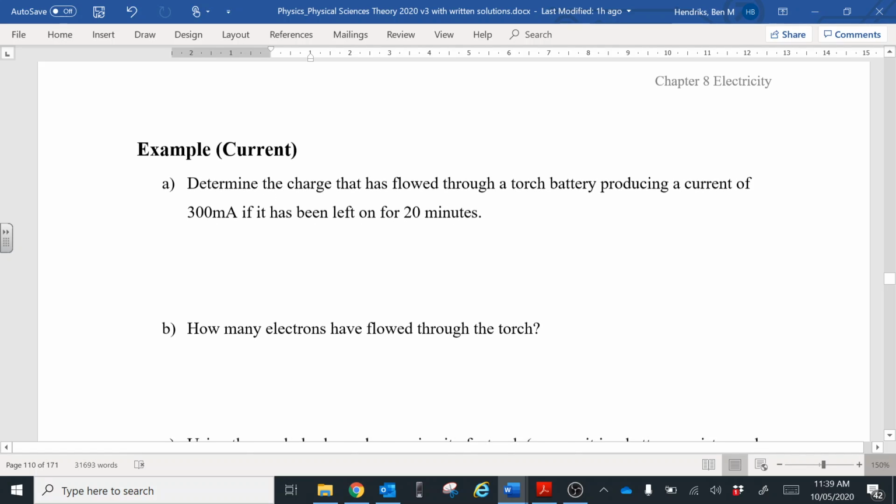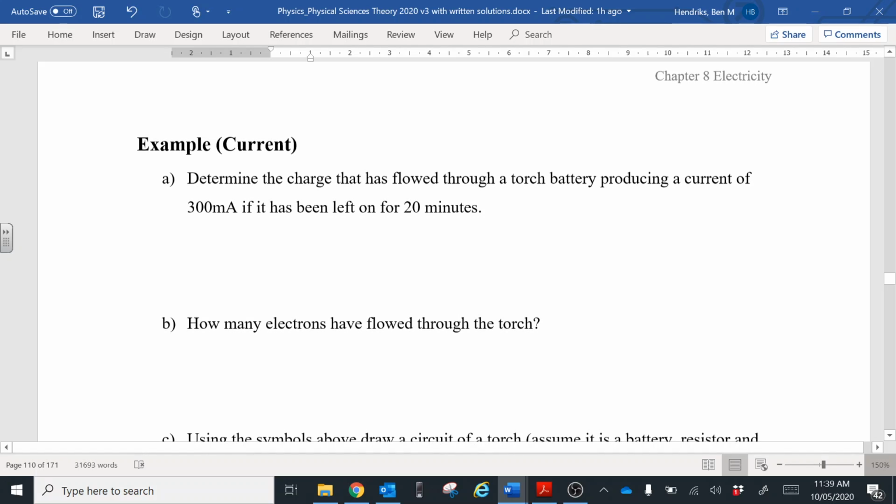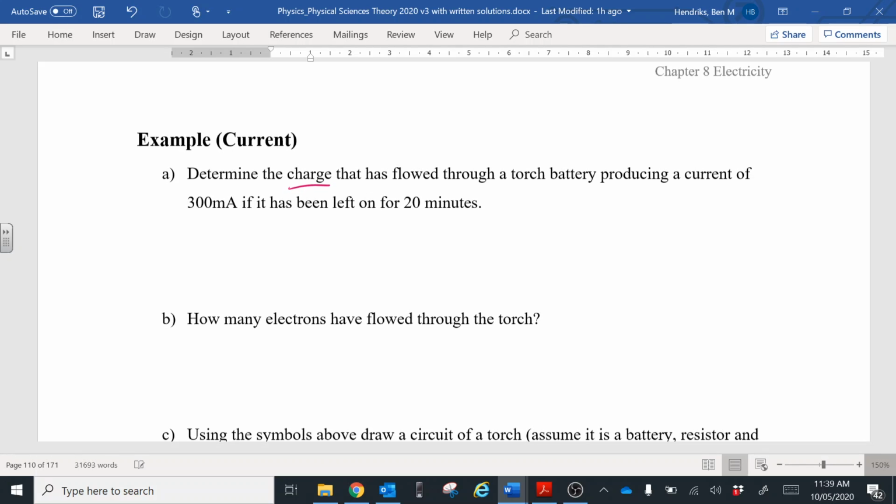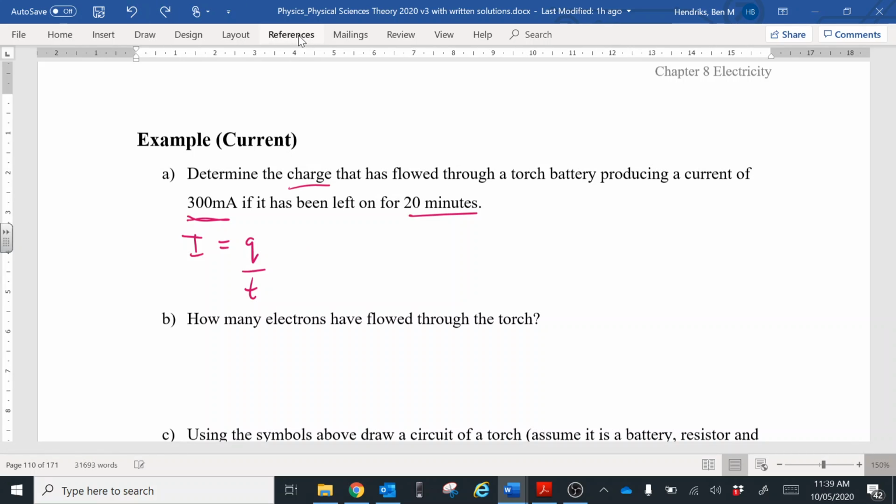So we've got some examples now of current. Determine the charge that has flowed through a torch battery, producing a current of 300 milliamps for 20 minutes. So the equation that you have in your formula sheet is the current is equal to the charge divided by time. So that means that, just rearranging it, the charge is equal to the current times time.